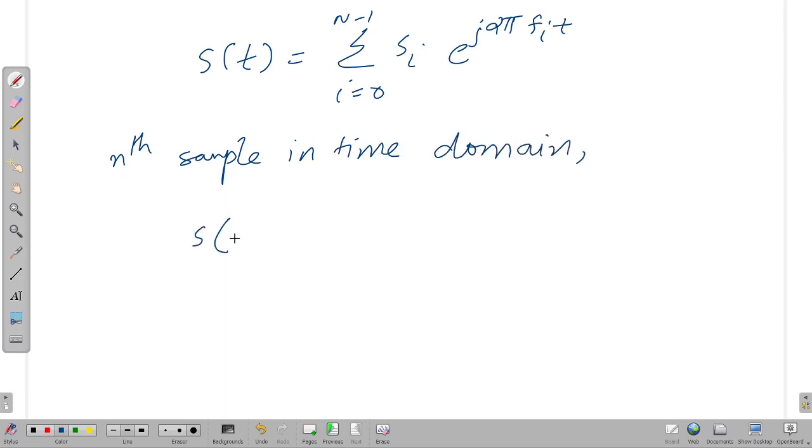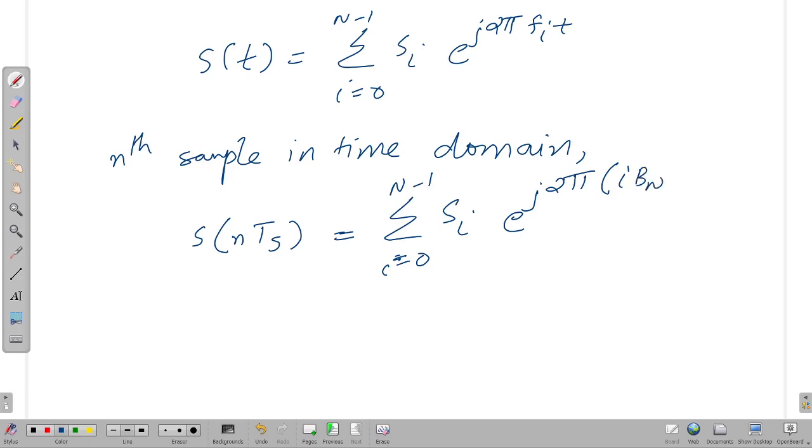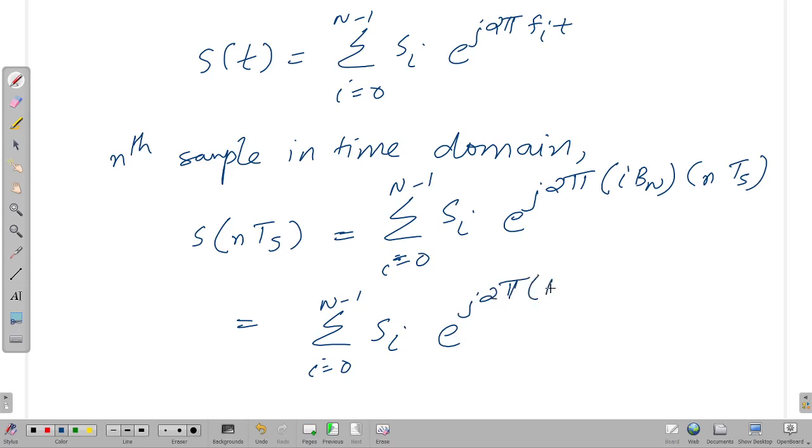I will have S of n into Ts, where Ts is the sampling period, sigma I equal to 0 to n minus 1 Si e raised to j 2 pi. Fi is equal to I into Bn, and t is replaced by n into Ts, and this can be written as I equal to 0 to n minus 1 Si e raised to j 2 pi I into Bn.